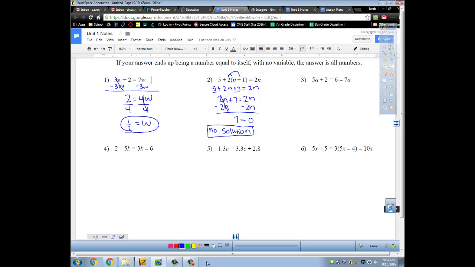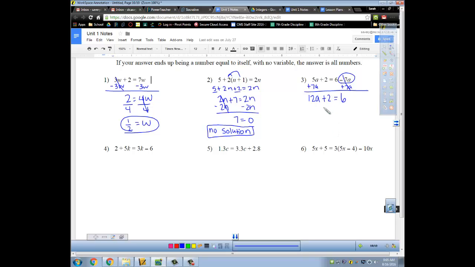For number 3, we have more terms. So you can choose whichever variable you want. I just prefer to choose the smallest variable so I don't have to deal with as many negatives along the way. So the smallest variable is this negative 7a. So I'm going to add that to both sides. So 5a plus 7a is 12a. Bring down your plus 2, bring down the equals, bring down the 6. This cancels. And now it's just a normal two-step equation.